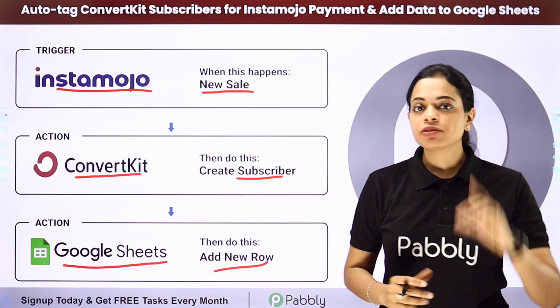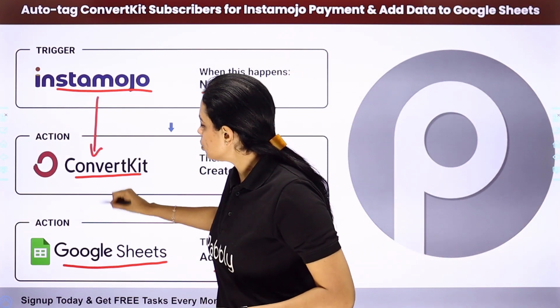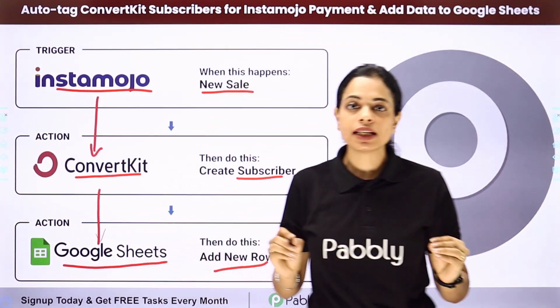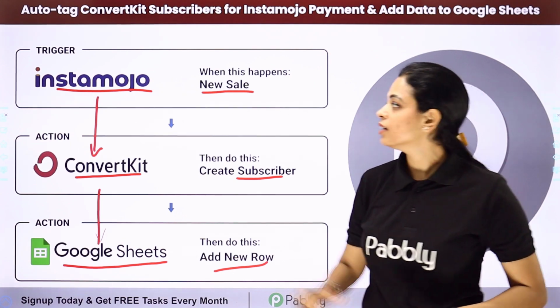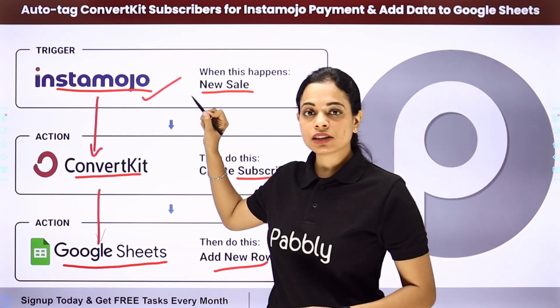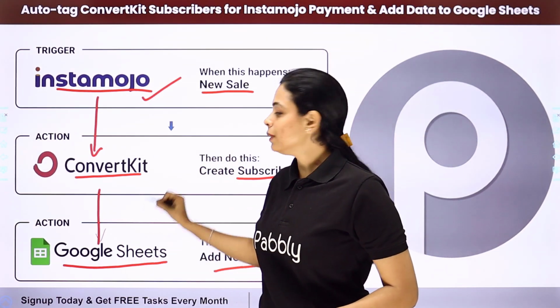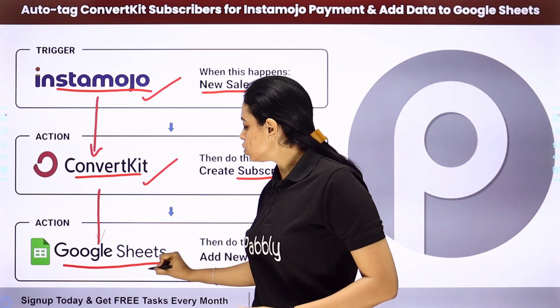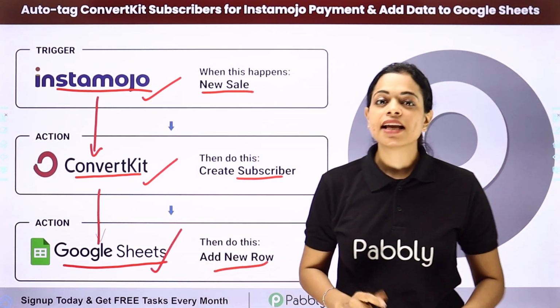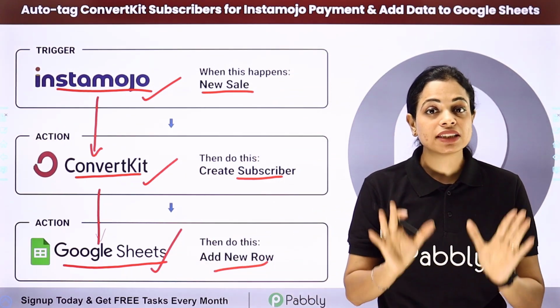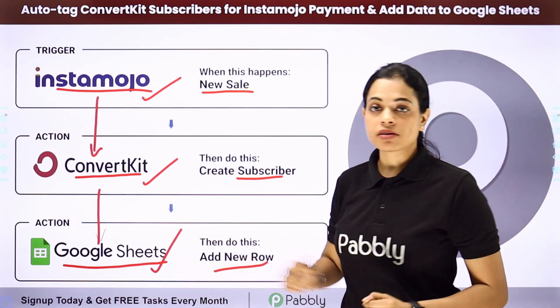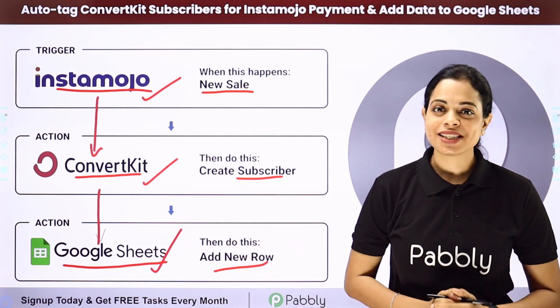How can that be done? For this, you will have to integrate the three applications, and the same thing can be done using Pabbly Connect software. So your trigger application will be Instamojo, your first action application would be ConvertKit, and your second action application will be Google Sheets. Now, how can you do this yourself? Integrate and automate this entire process. To understand that, let me take you to my screen.